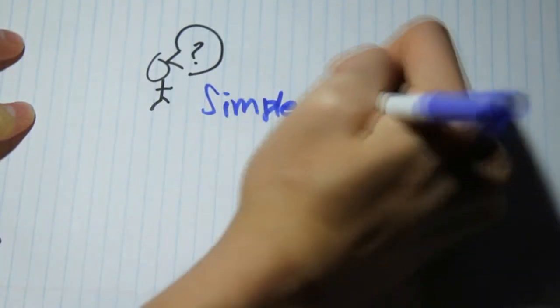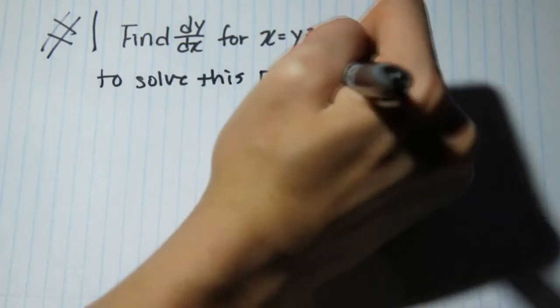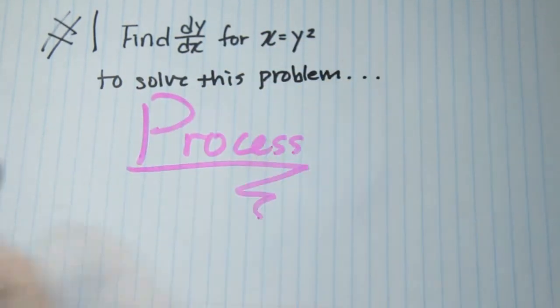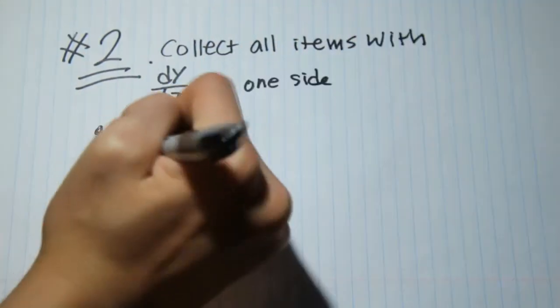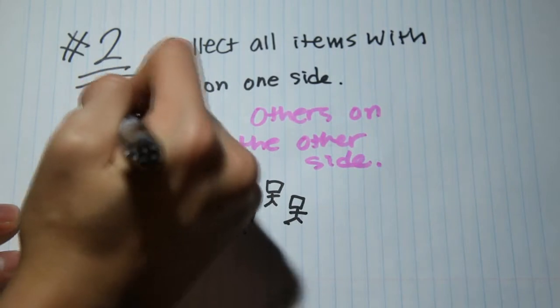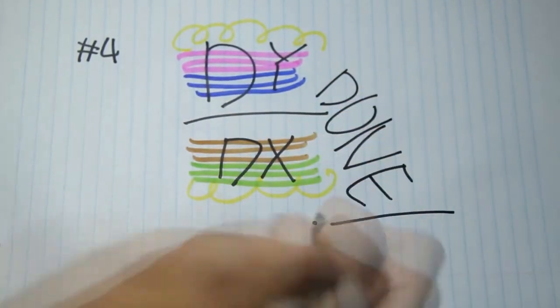Now, let's go with the simple question, shall we? Number 1, find dy over dx for x equals y squared. To solve this problem, we must follow a set of a process which was discovered by a bunch of smarties. Number 1, use the explicit rules to find the derivative. Number 2, collect all terms with dy dx on one side. All other terms should be moved to the other side. Factor dy dx out and then divide to solve for dy dx.